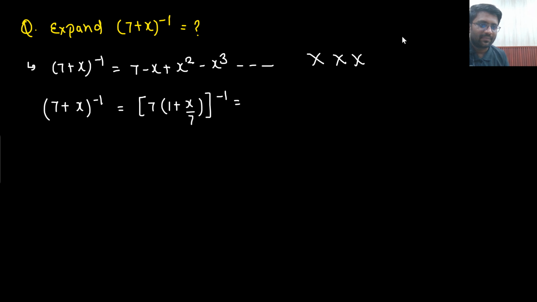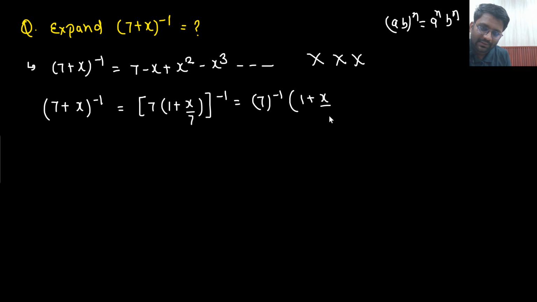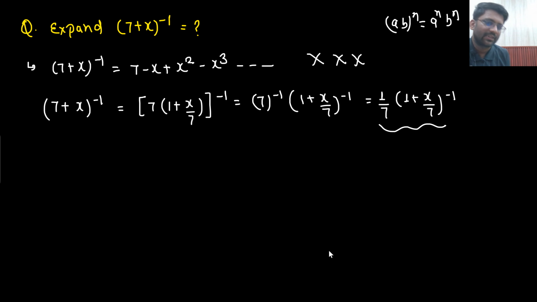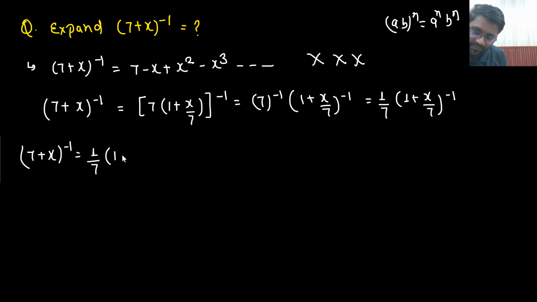Now a into b to the power n could be written as a to the power n, b to the power n. So 7 to the power minus 1 times 1 plus x by 7 to the power minus 1. 7 to the power minus 1 is 1 by 7. Now this is what I am supposed to do. So 7 plus x to the power minus 1 is replaced as 1 by 7, 1 plus x by 7 to the power minus 1.